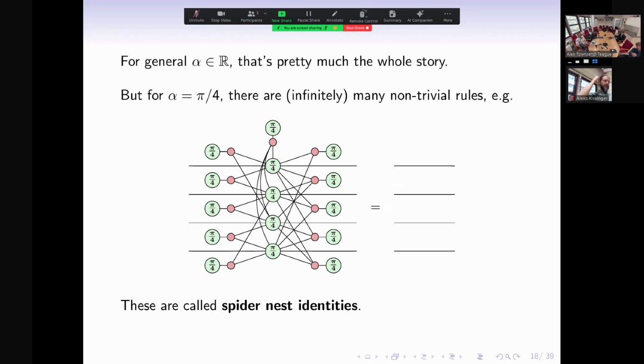Tangential, but why do you prefer to draw these spider nests like this as a big nest? Why not each phase gadget one after the other so you can really see which wires that? Well, you can. Yeah, I could unfuse this thing and I could see it like this, and I think both pictures are useful. I think this picture is very beautiful, but it's not particularly informative, right?